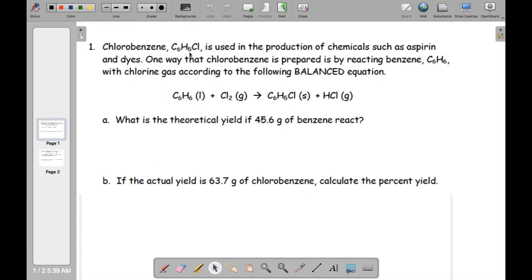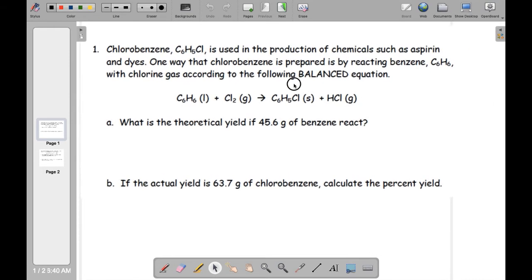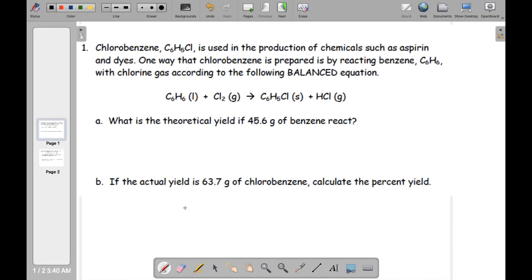Chlorobenzene, C6H5Cl, is used in the production of chemicals such as aspirin and dyes. One way that chlorobenzene is prepared is by reacting benzene, C6H6, with chlorine gas according to the following balanced equation. So we know this is balanced, which is good. And we have the equation here. What is the theoretical yield if 45.6 grams of benzene react?